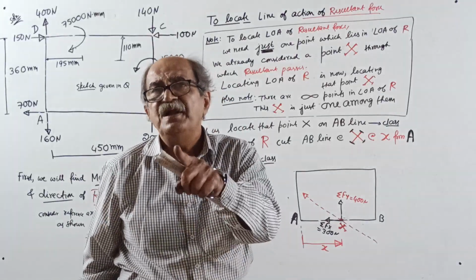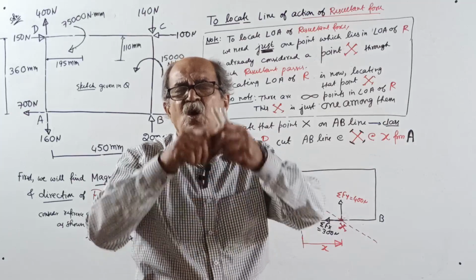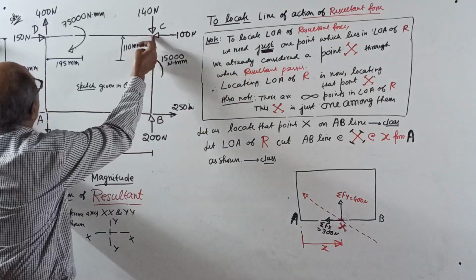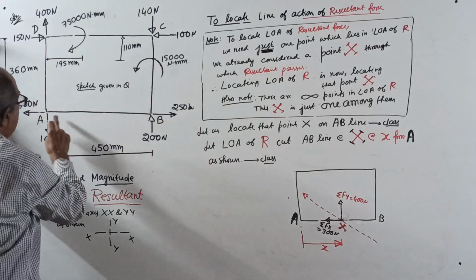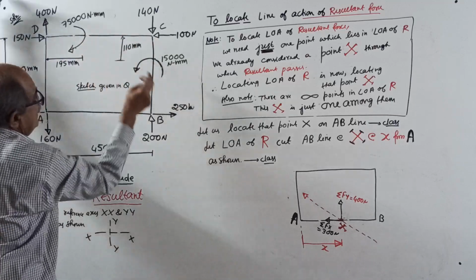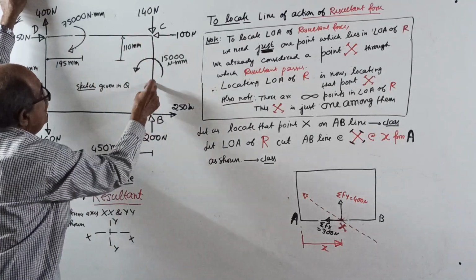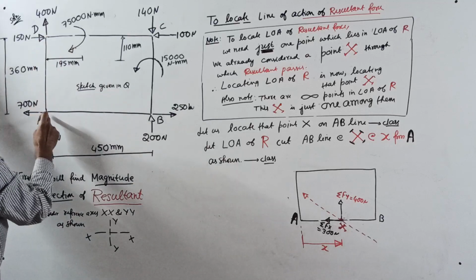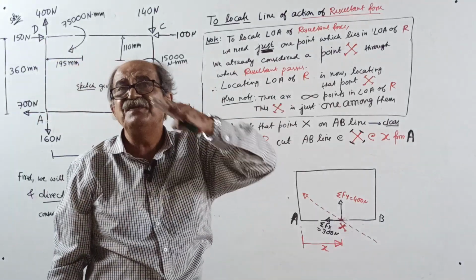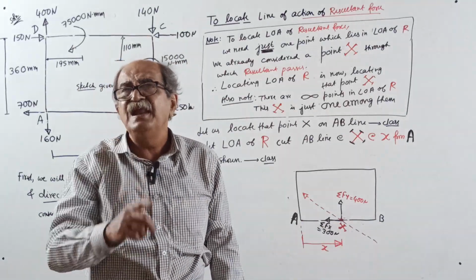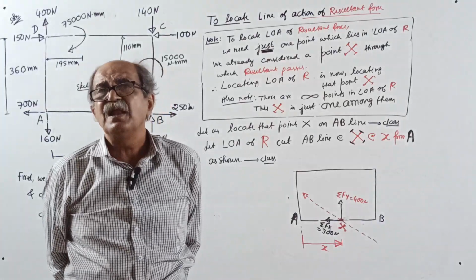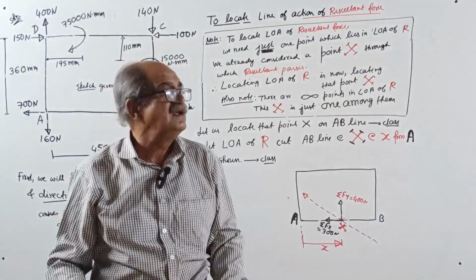Therefore, that point x you can take on any line, either on AB or on BC or on CD or DA. On AB, x from A or x from B; on DC, x from D or x from C; on BC, y from B or y from C; on AB, either y from A or y from B. Because why? Because our resultant is inclined. An inclined line will cut each and every horizontal line and each and every vertical line. Why, I will tell you later.